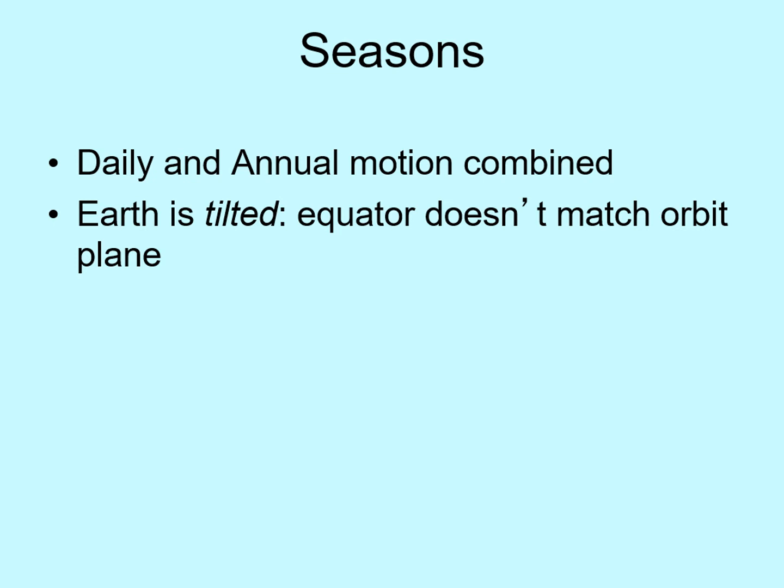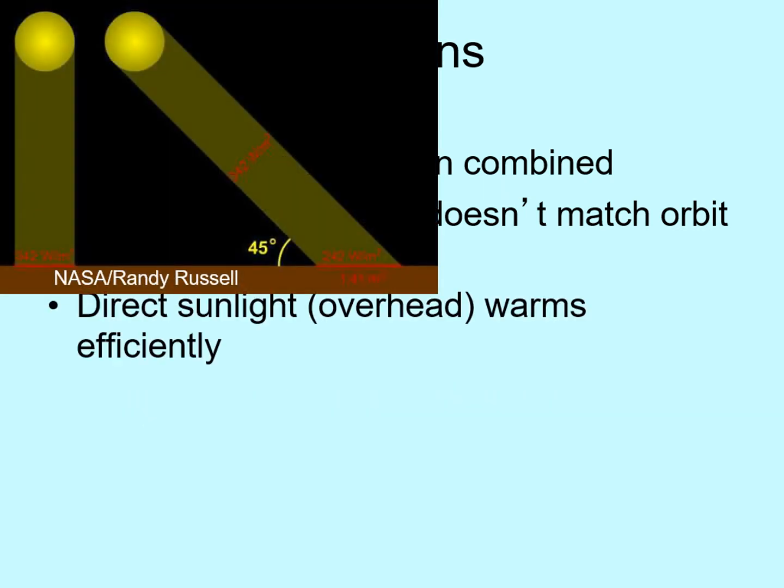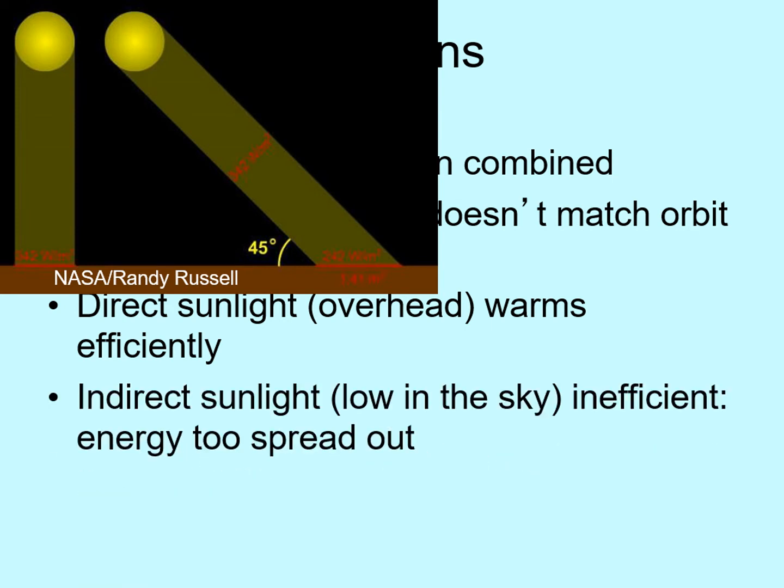low even at noon. When the Sun is high overhead, it warms the ground very efficiently. When the Sun is lower, the same amount of energy is spread out over a larger area, so it doesn't heat the ground very well. This is the mechanism that causes seasons, the angle of the Sun's light hitting the Earth. Distance is not a factor.